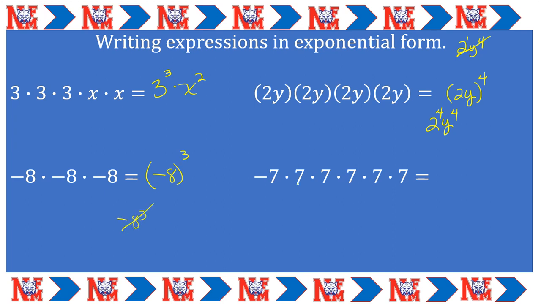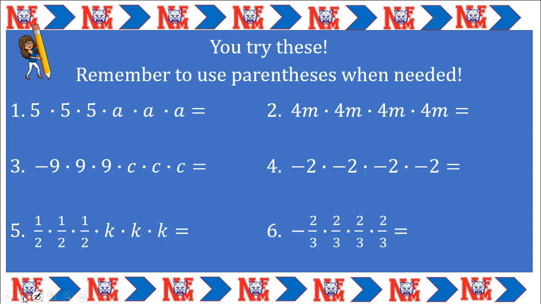Okay. On our fourth one, the negative is not included. And so we have 7 to the 1, 2, 3, 4, 5, 6 power. No parentheses needed here. Okay, pause the video. You try these. When we come back, we'll go over them together.